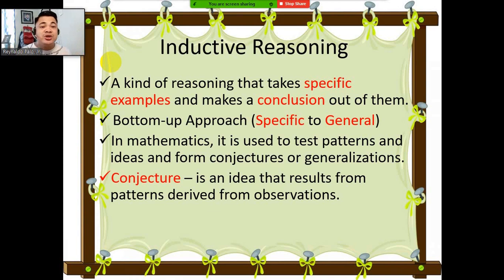So it means we are talking about patterns. If you're going to take an entrance exam in a college or any school, you are going to encounter patterns. Okay, you have to give the last term and so on and so forth. Those are under inductive reasoning. So the general statement that we might get from those specific statements or sequence is what we call conjecture. When we say conjecture, it is an idea that results from patterns derived from observations. So the general statement, I repeat, is what we call conjecture.